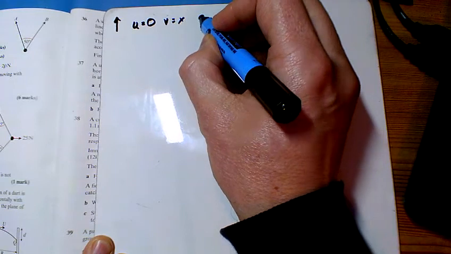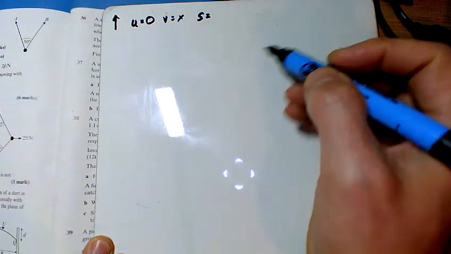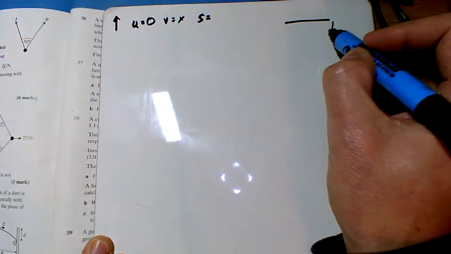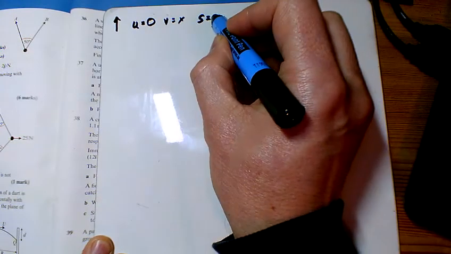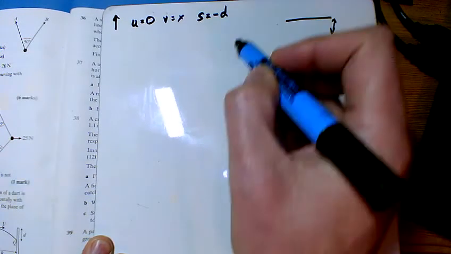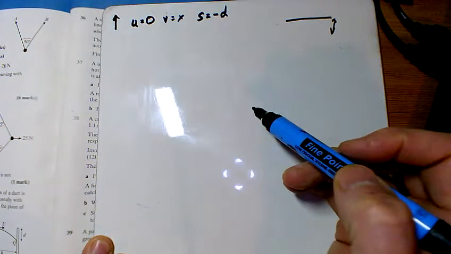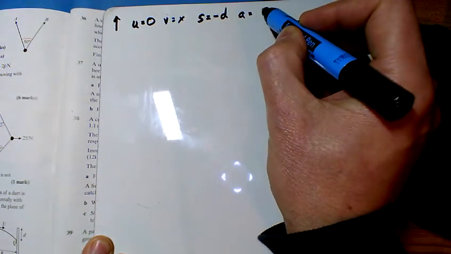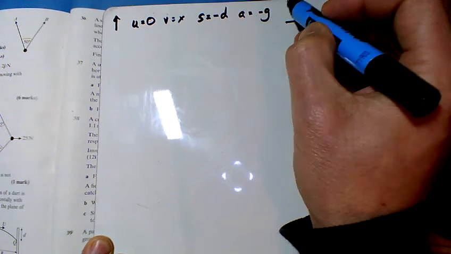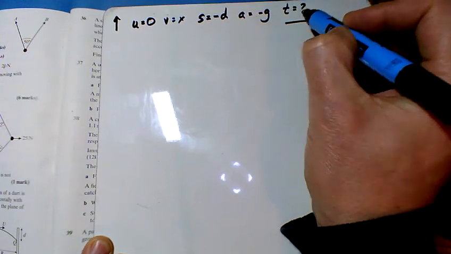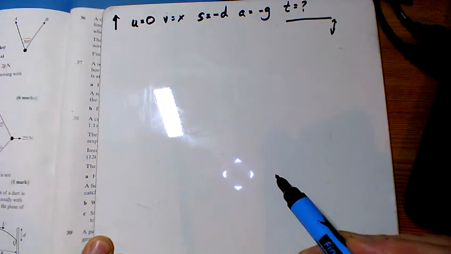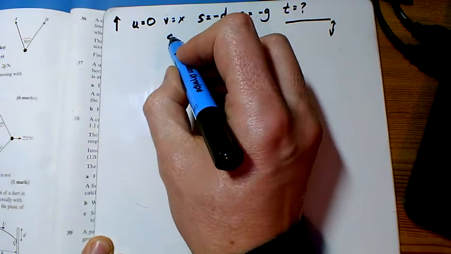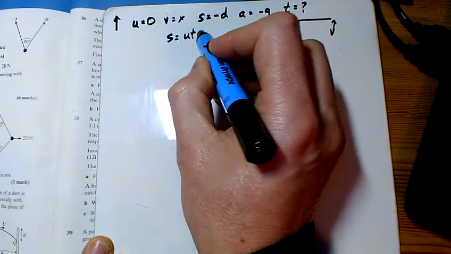The distance that it's going to travel is the distance it's going to move downwards, from there to there. So I'm going to put that as minus d because I'm talking about going up. The acceleration is acceleration due to gravity, so that's minus g. And I'm going to try and find out what the time is there. I'm going to use s equals ut plus half at squared to do it.